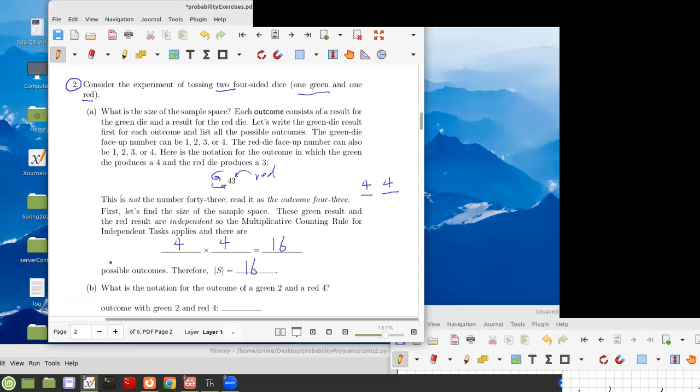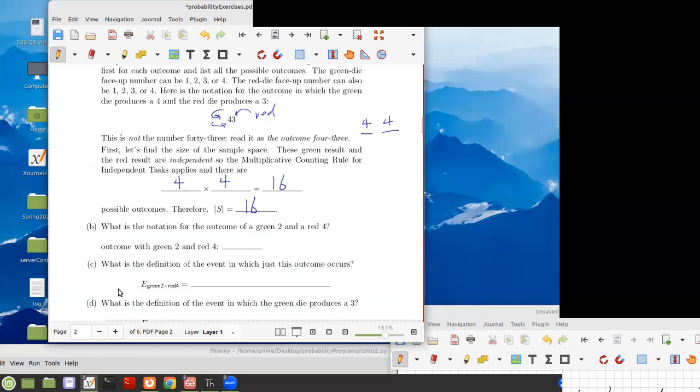Now, part B, well, I sort of did part A for you. Part B, I'll let you work on this one, or give you time to work on this one. So what is the notation for the outcome of a green 2 and a red 4?